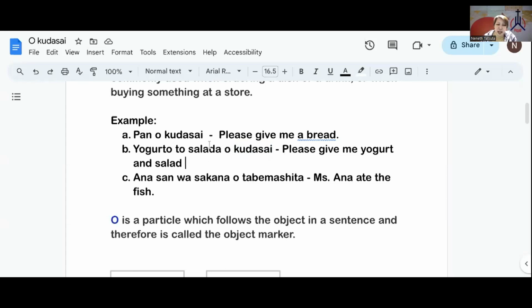Now, maybe you would ask why there is a wo. Okay, the wo here. Pan kudasai can also be good. You are asking for a bread. Pan kudasai can also be good. Or we can also use the particle wo. So like here, pan o kudasai. Or yogurt to salada o kudasai. Please give me yogurt.